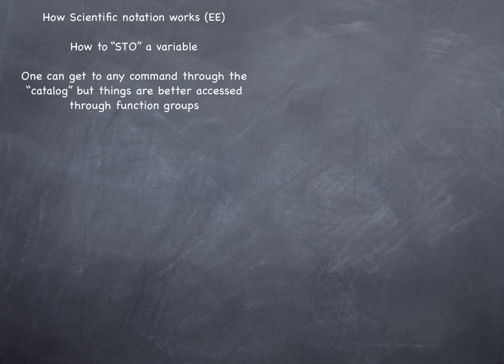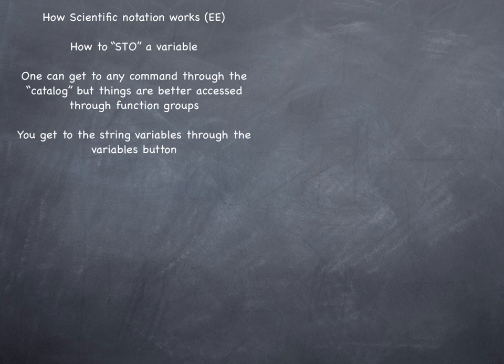We learned how scientific notation works on your calculator by pressing the E. You get a little symbol that tells you something times 10 to the 9th power. For instance, if it's 6E9, that means 6 times 10 to the 9th power. We know how the store works to put some information into a variable. We also learned that we can get to any command through the catalog, but most commands are better accessed through a functional grouping on the calculator.